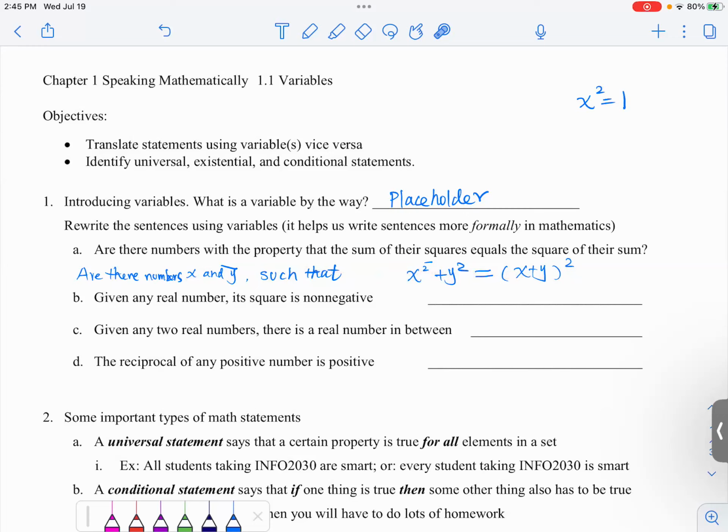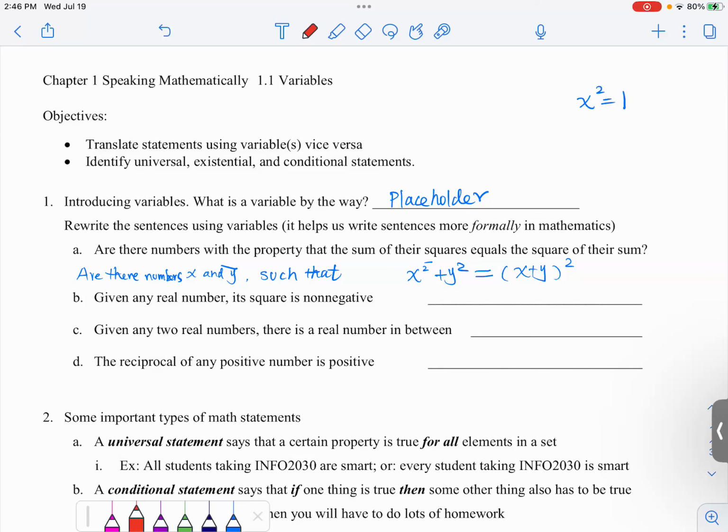So that's the first step that we are going to do: introduce a variable and write it. Now I would encourage you to pause the video for a moment and give a try on B, C, and D. After a while, once you're done, resume the video and let's check the answer. Given a real number, there's a noun here, so that's where I'm going to introduce my variable.